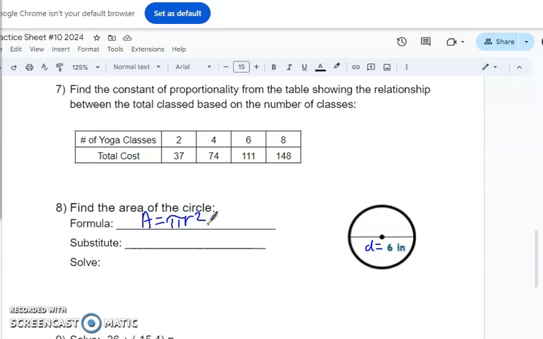And then I'm going to substitute. Pi radius. Oh, I need the radius, right? That's the diameter. So I need half of 6. Whatever you get, that goes in here, and you use that to solve. Okay? That is your job.